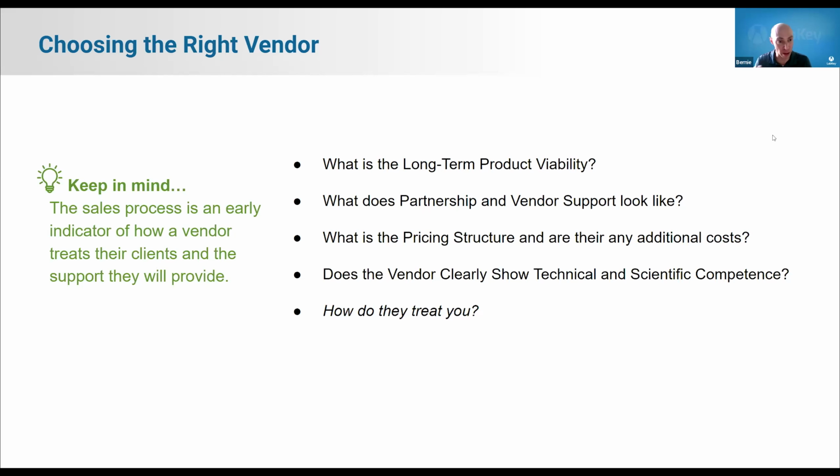And then big one, how do they treat you? Pro tip here: if the sales process has been valuable, you like the way you're treated, you like the people, it's a good cultural fit so far, that probably reasonably represents what the ongoing relationship and support will look like. Conversely, if it makes your day worse to interact with the sales or partnership representatives, or they hound you to make a decision faster than you're comfortable, that might be a bad sign for the long-term relationship.